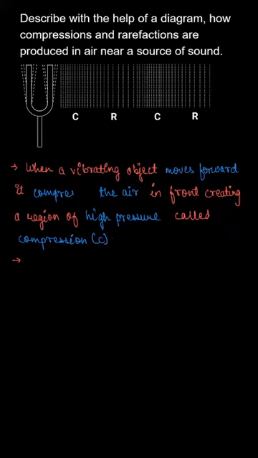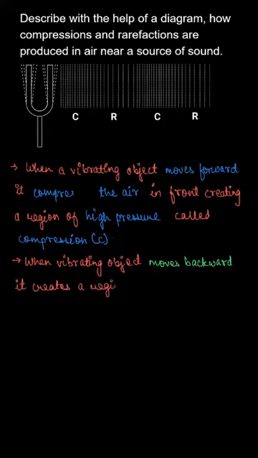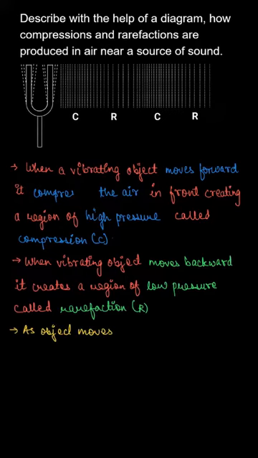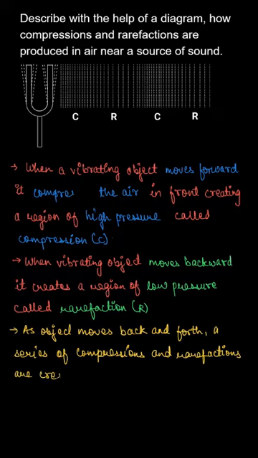Now what happens over here is the air particles which are closer over here will now separate away from each other. When these air particles move backward, because they are vibrating about the mean position, as they move forward they create a compression, and when they move backward on both sides, a region of very low pressure is created, and that region of low pressure is known as rarefaction. So as the object moves back and forth about its mean position, there will be many compressions and rarefactions created along in the air, and this is how the sound is going to travel from one point to another.